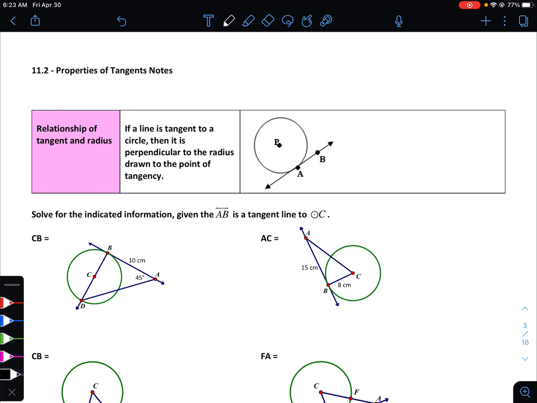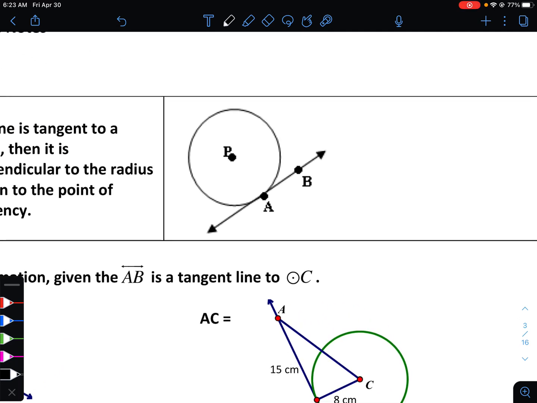So if a line is tangent to a circle, then it's going to have to be perpendicular to the radius drawn to the point of tangency. In other words, looking at this diagram, you've got your circle with center P, you've got a radius PA, and then you've got your line AB, which is tangent to it. And what that means is that the angle that's formed between PA and line AB is going to have to be a right angle.